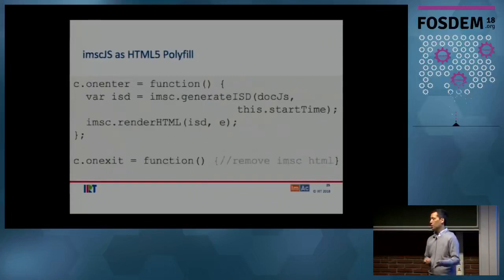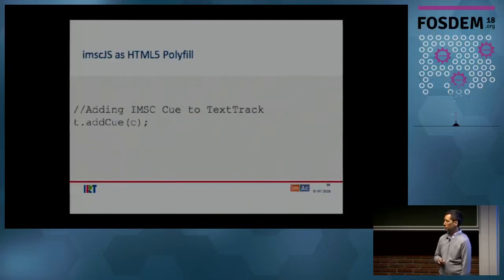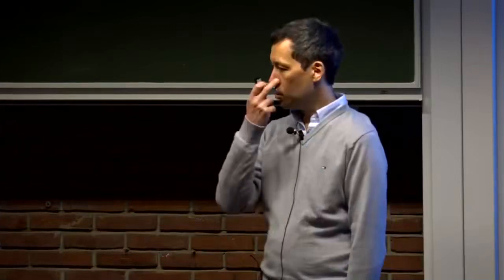So what we want is to use the callback functions that can be used together with the onenter and onexit events of the cue. Every time the cue starts, you generate an ISD and render it out. So that's all. Here goes your subtitle renderer in your video player. And of course, you should not forget on exit to remove it again from the wrapper element. And then at the end, add the cue to the text track, of course.